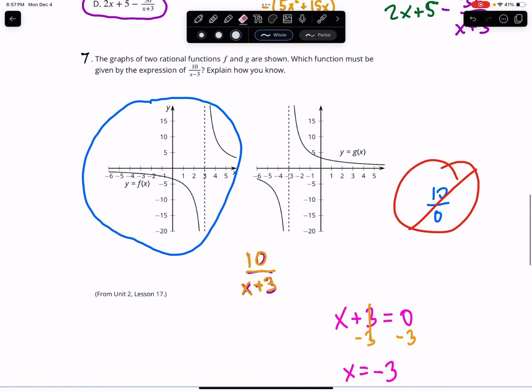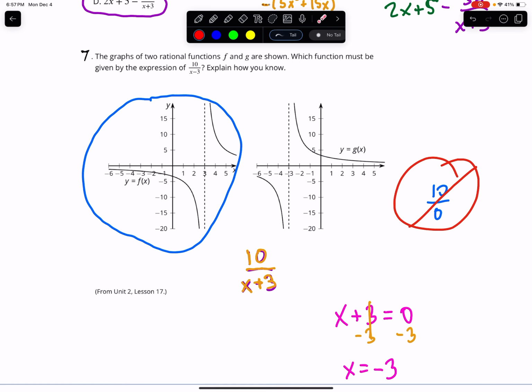And if you got more questions about this, there's lots of other examples from 17. You could look back in your notes. We did lesson 17 together. There's probably several examples in there of what's going on right here.